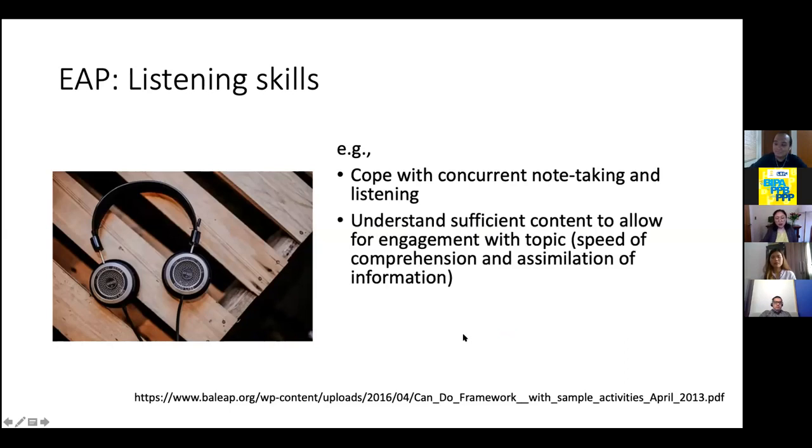Okay, another skill here is being able to understand sufficient content to allow engagement with the topic. So most of the time, before attending a lecture, we have to read a number of articles or book chapters, perhaps, to get some background knowledge on the topic of the lecture. So during the lecture, we already have some prior knowledge based on the reading. And while listening, we are expected to be able to assimilate information presented by the lecturer or the professor with information that you already acquired earlier.